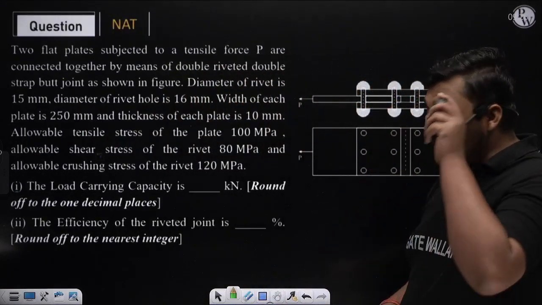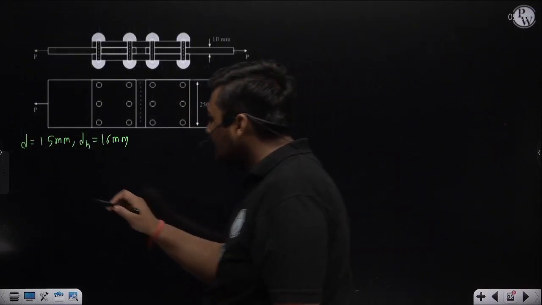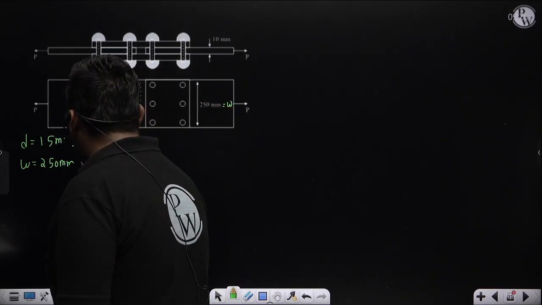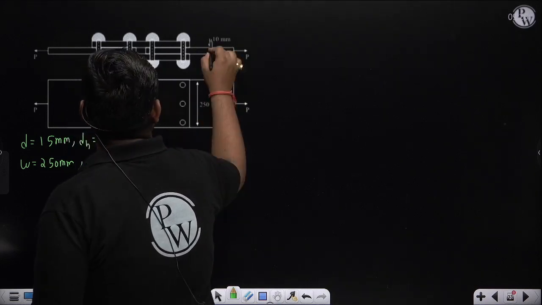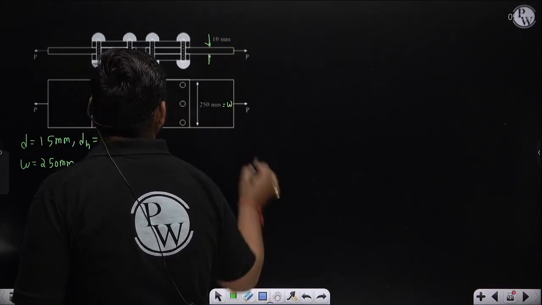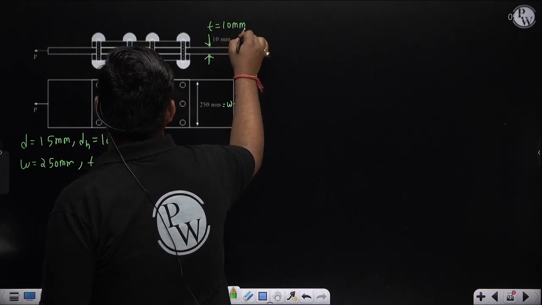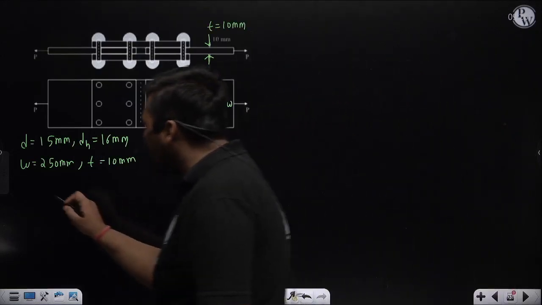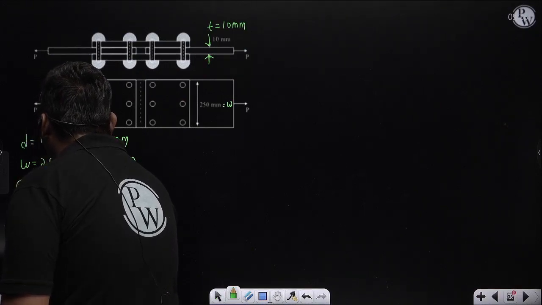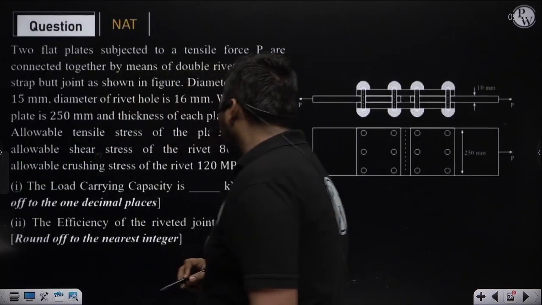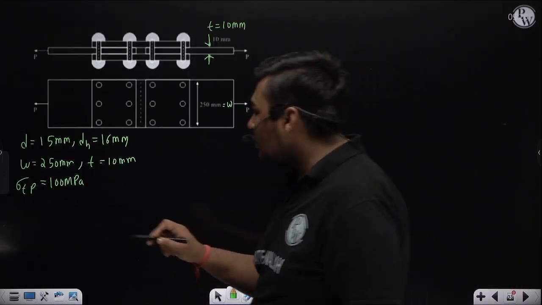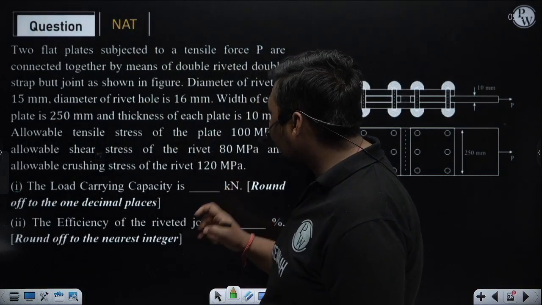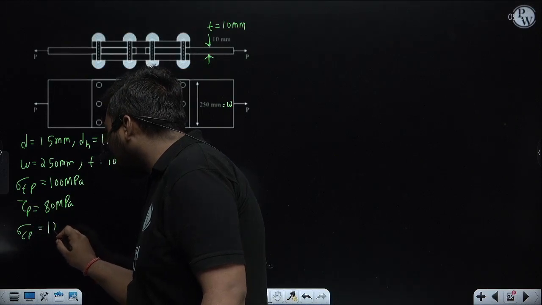Now the width of each plate is 250 mm and the thickness of each plate is 10 mm. I am denoting the width of each plate by the letter W, and the thickness of each plate, which I am denoting as T, is 10 mm. It is given in the question. Now the allowable tensile stress of the plate, sigma Tp, is 100 MPa. The allowable shear stress of the rivet, that is tau p, is also given: it is 80 MPa. And the allowable crushing stress of the rivet, that is sigma Cp, is given: it is 120 MPa.